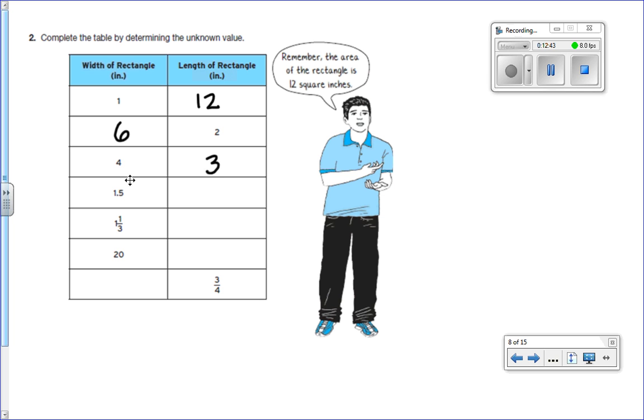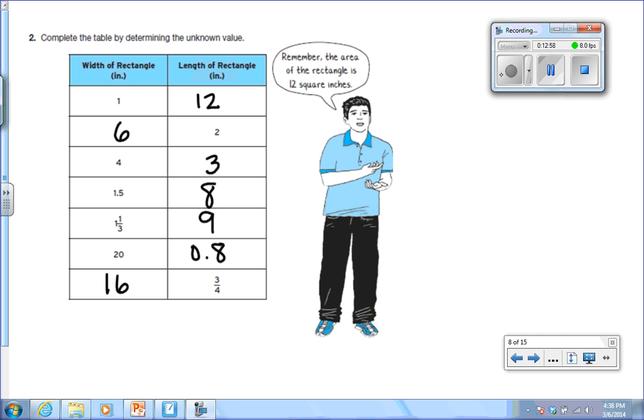If 1.5 were the width, then what do you think the length would have to be? Well, in order to determine that, we would have to say 12 divided by 1.5. That would give you 8. I'm going to let you finish the table, come back and check yourself. So here are the remaining values in the table. I hope you got these.